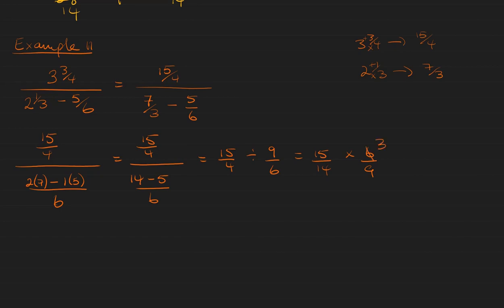2 into 6 is 3. 2 into 4 is 2. 3 into 3 is 1. 3 into 9 is 3. 3 into 3 is 1. 3 into 15 is 5. And we have 5 over 7.